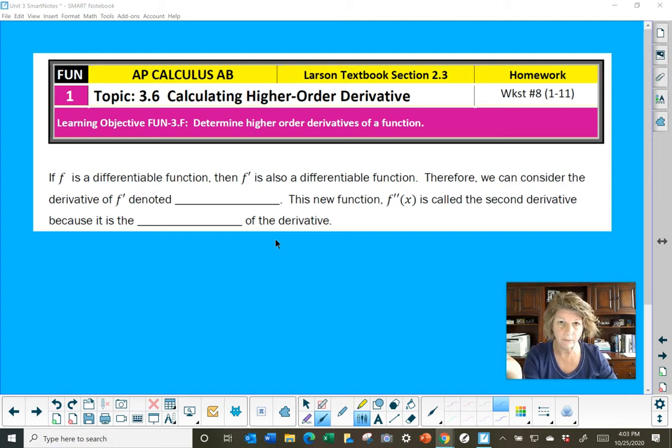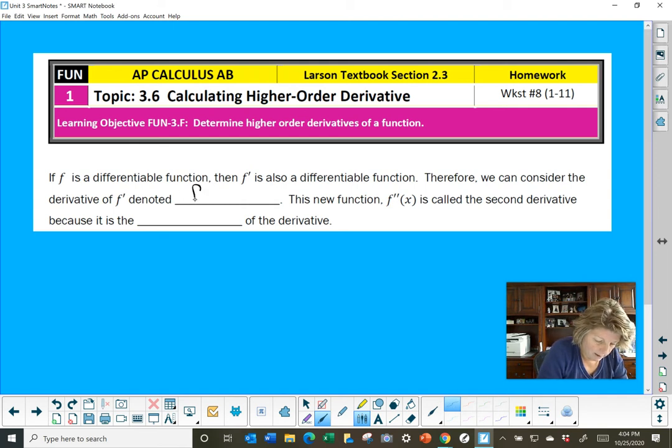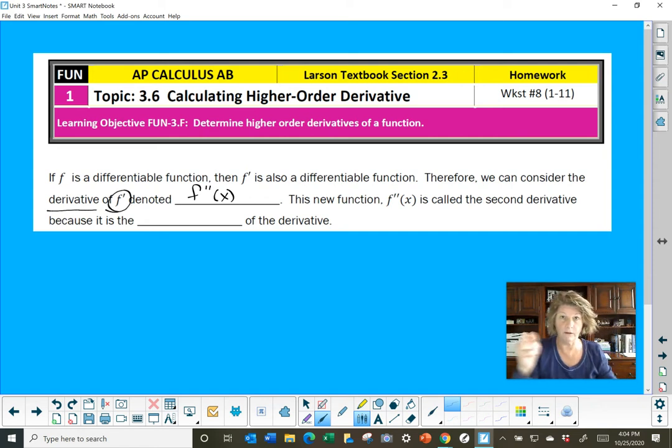What does that say to you? Well, it means if I start with a function that's differentiable, and it's a function, then if I take its derivative, the result will also be a function. Therefore, we can consider the derivative of f prime, denoted as f double prime of x. So the derivative of the derivative gives us f double prime of x.